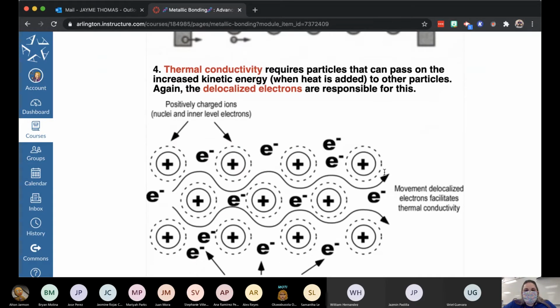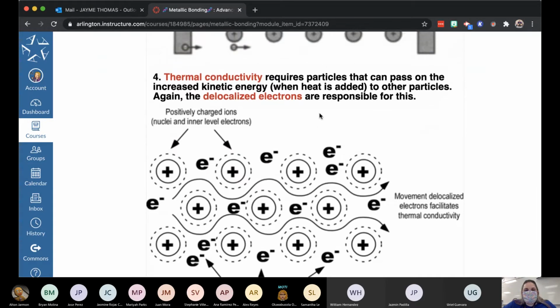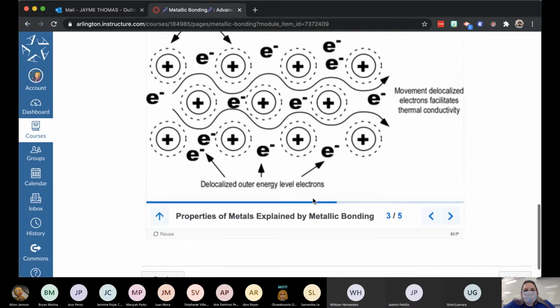And then the thermal conductivity is similar to the electrical conductivity. It requires particles that can pass on, instead of electrical charge, this time it's increased kinetic energy. Kinetic energy is energy of motion. So when you add heat to a substance and you increase its temperature, that causes the particles to move faster and faster and faster. They have higher kinetic energy. And so the mobile electrons, those delocalized electrons, are moving around and carrying all that heat. They're passing it on, and so that causes that increased kinetic energy inside the substance.